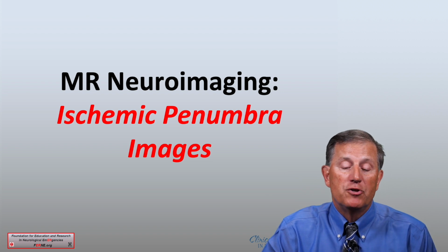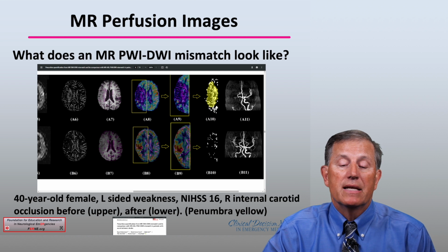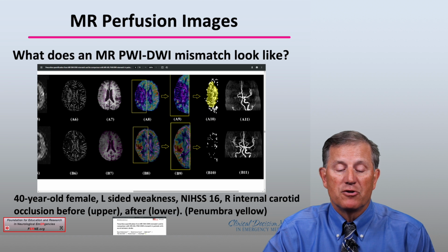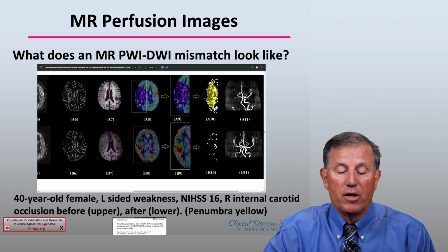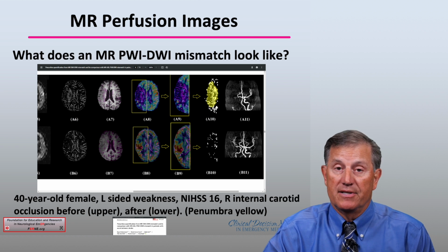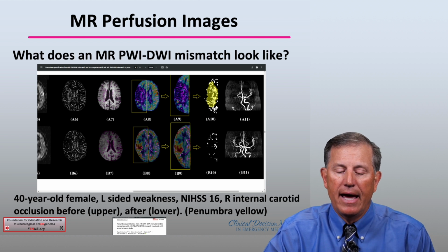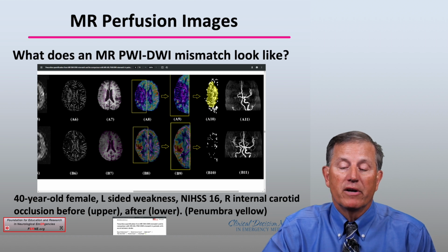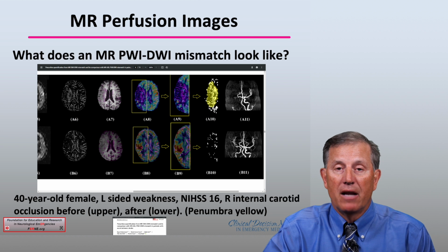So, MR neuroimaging and the ischemic penumbra images. What does an ischemic penumbra or a PWI-DWI mismatch look like? This happens to be a 40-year-old female with left-sided weakness and an NIH stroke scale which is quite high, suggesting a likely LVO. In fact, it was due to a right internal carotid occlusion. And what's important here is the yellow ischemic penumbra identified on MR.